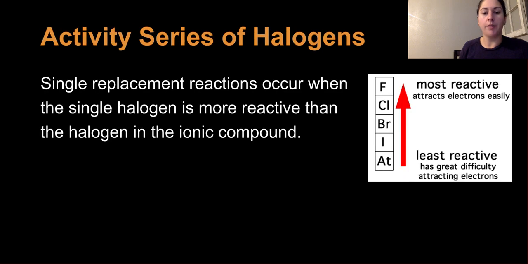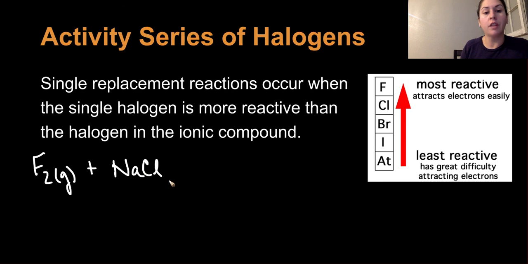Let's go back there. So here's an example for us. We could have F2, which is a gas. Remember, that's one of our diatomic molecules, and those are gases in nature. And we could actually run this gas into a solution that is made of sodium chloride. So we could put it just in a salt solution. So NaCl, and we'll make that aqueous because it's in solution.